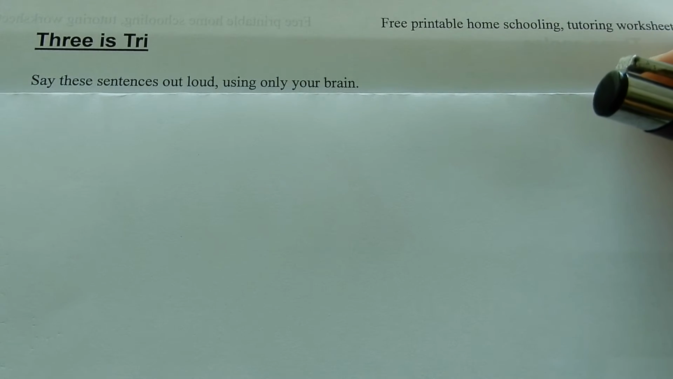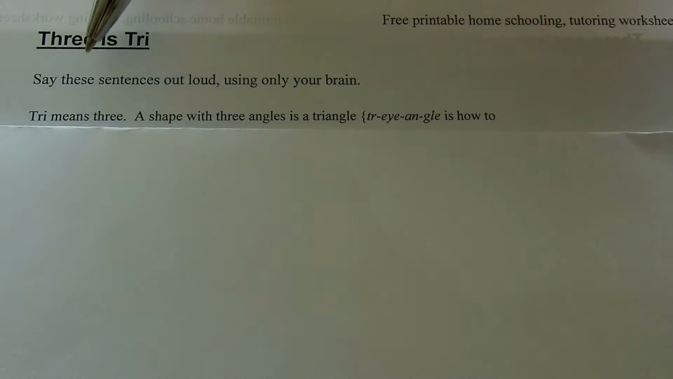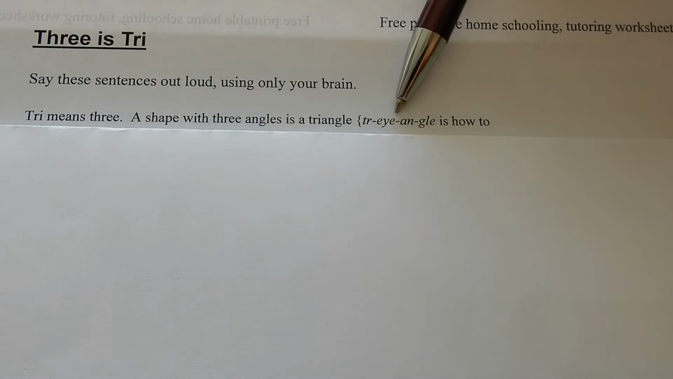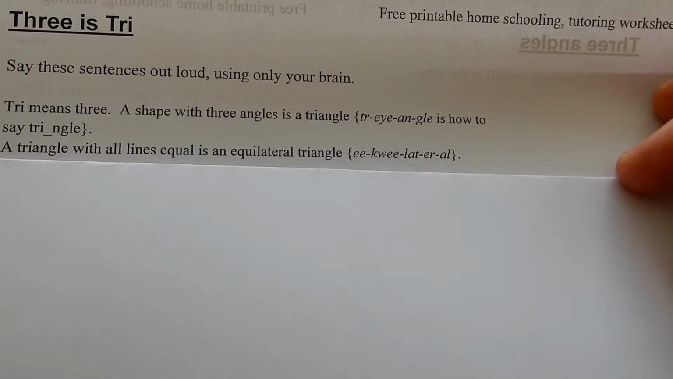Triangles, three angles. Tricycles, three wheels. TRI always means three. Say these sentences loud using only your brains. Tri means three. A shape with three angles is a triangle. Triangle is how to say triangle.